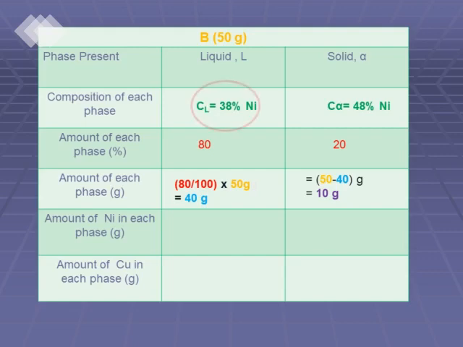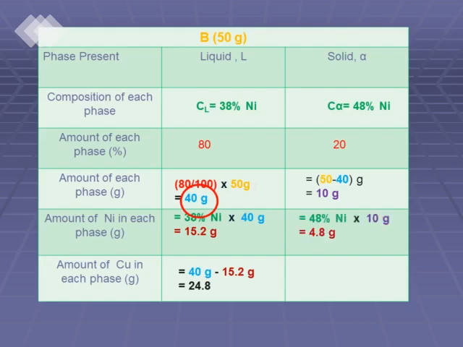Earlier, we know that the liquid phase contains 38% of nickel. Therefore, we multiply this value with 40 grams, which is the weight of the liquid at point B, and we get 15.2 grams nickel exists in the liquid phase. And the remaining 24.8 grams of the alloy is copper.